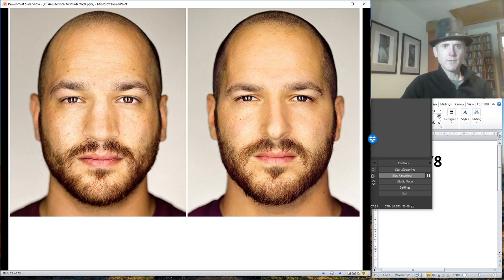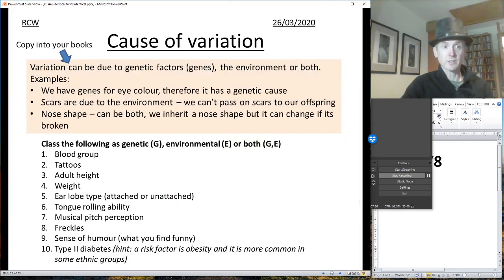Right, that's the end of twins. What I want you to do next is there's a PDF attached to this Edmodo or email, and you need to copy this bit down from it. Just scroll through, there's only about 3 pages to the PDF. You need to copy down the notes, and then there's a set of characteristics that I want you to decide if they are genetic, put a G, environmental, put an E, or if you think they are both genetic and environmental, put GE, and we'll go through on Monday.